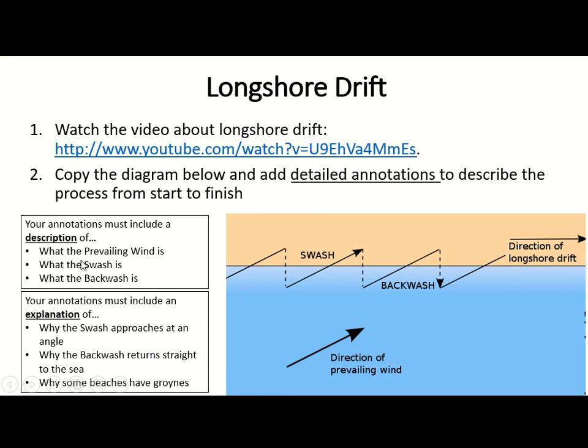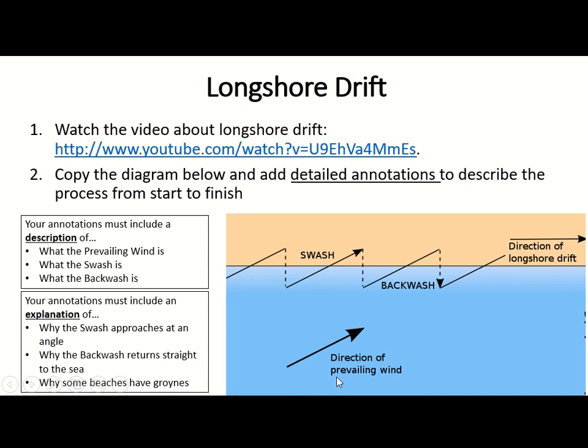So if you've done it accurately, what I'd like you to do is also now annotate it with a couple of things. Describe what the prevailing wind is, what the swash is, what the backwash is. I'm going to do that for you, don't worry, you just have to write it down. And then you're going to add even more detail about why the swash approaches at an angle, why the backwash would come straight back to the sea, and why some beaches have groins. Okay, so let's start with the first bullet point.